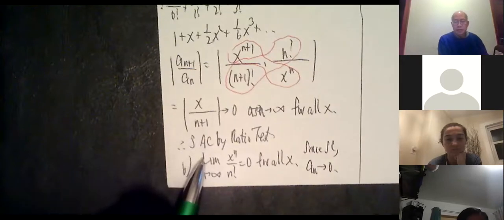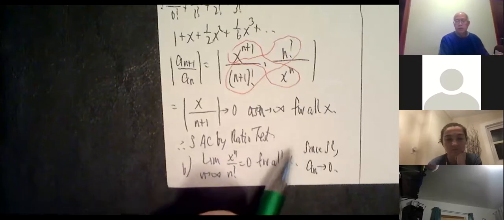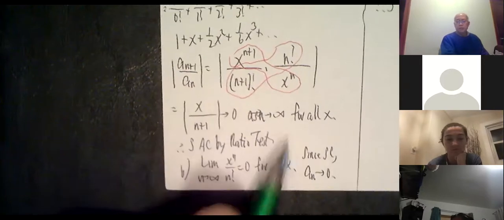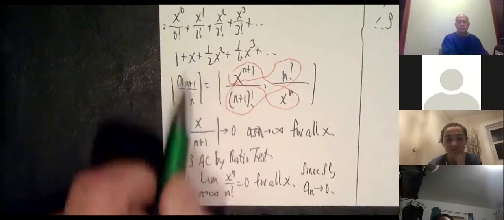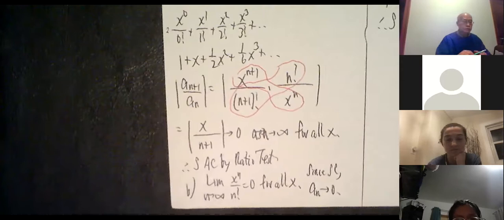Then part B says, limit as n approaches infinity of x sub n over n factorial equals 0 for all x. So we had a theorem earlier that said if a series converges, then the a sub n's approach 0. So all these terms have to approach 0. The x sub n over n factorial approaches 0.